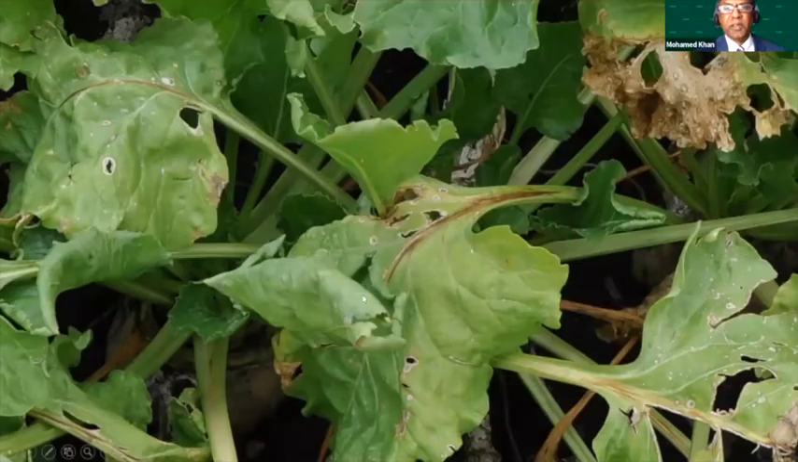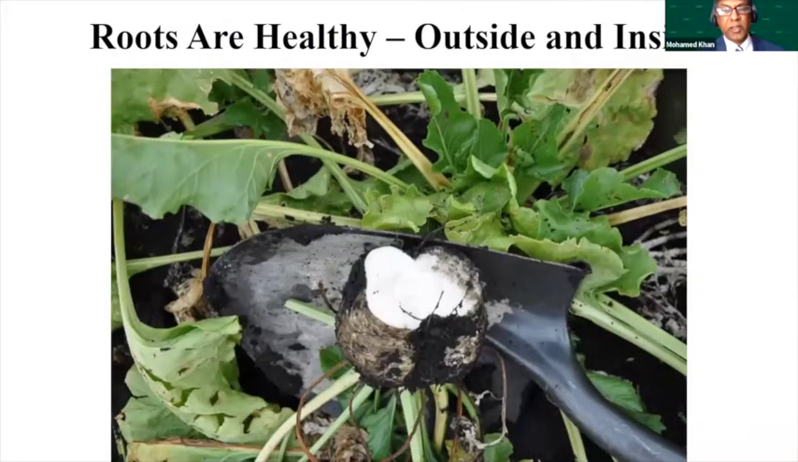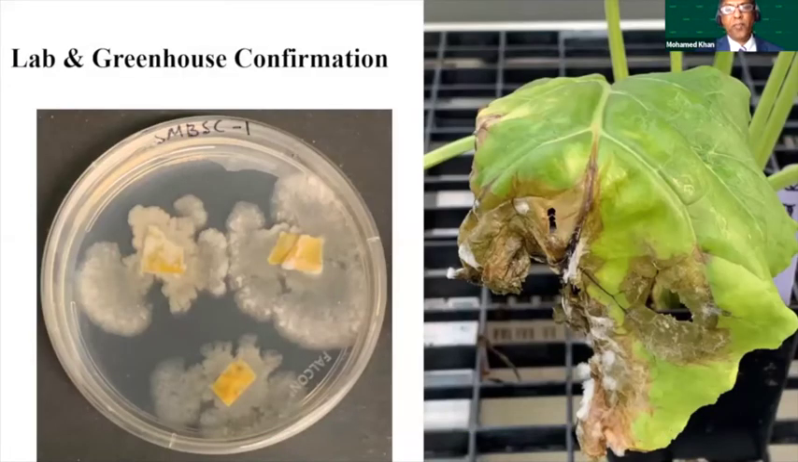One distinguishing symptomology is this darkening in the midrib, in the petiole and in the midrib. The roots look healthy on the outside and on the inside. And if we bring the samples in, grow them on PDA and inoculate leaves, this is what happens. The infection spreads from the tip of the leaf or from where you have it, and it goes all the way to the crown.